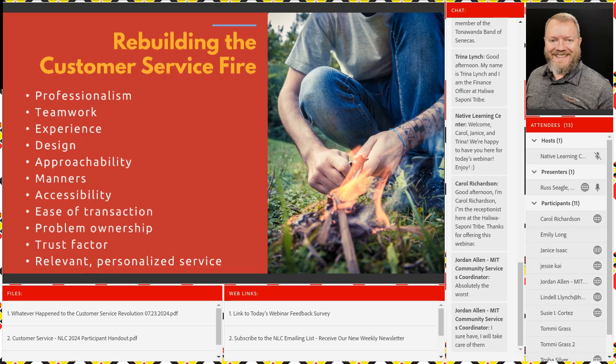Can we truly own our customers' problems? Can we truly own them? Which means that the lowest level person in the organization has the authority to take care of customers.